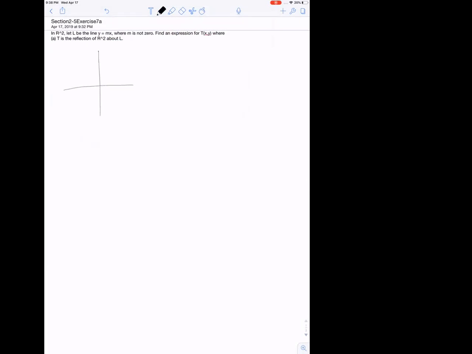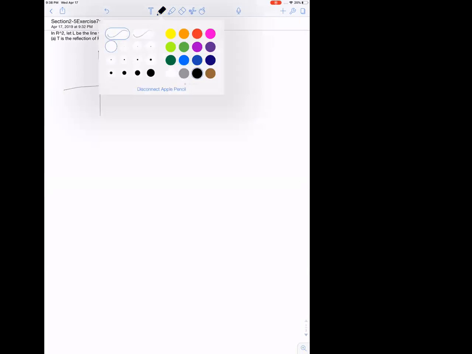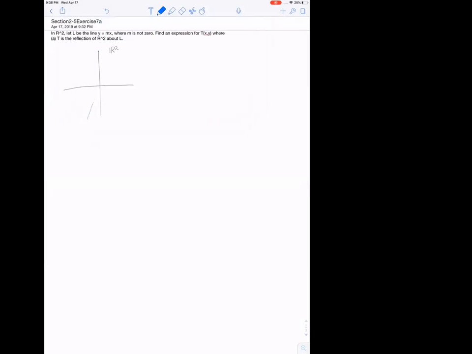So here's R2. And then we've got some line, which goes through the origin and has some slope, y equals mx. The slope is m. And we're going to just reflect across this line. So points over here get reflected over there, and points over here get reflected over there, or rather vectors here get reflected to vectors there, and vectors here get reflected to vectors there, and so forth. Okay, so the question is to find an expression for T.